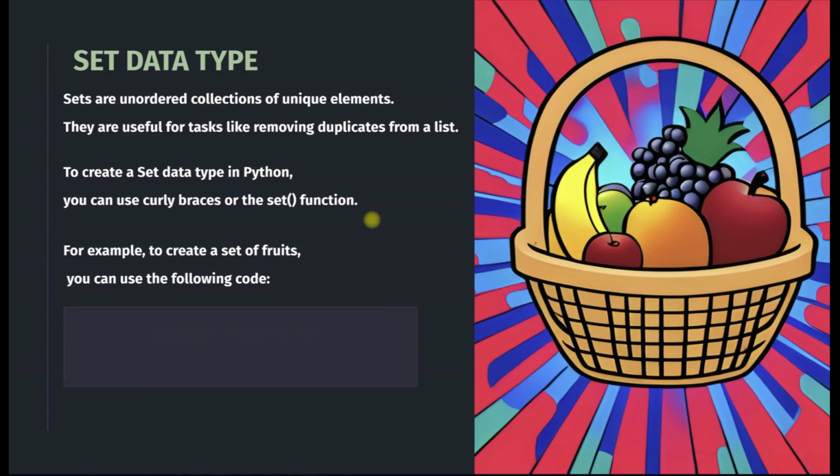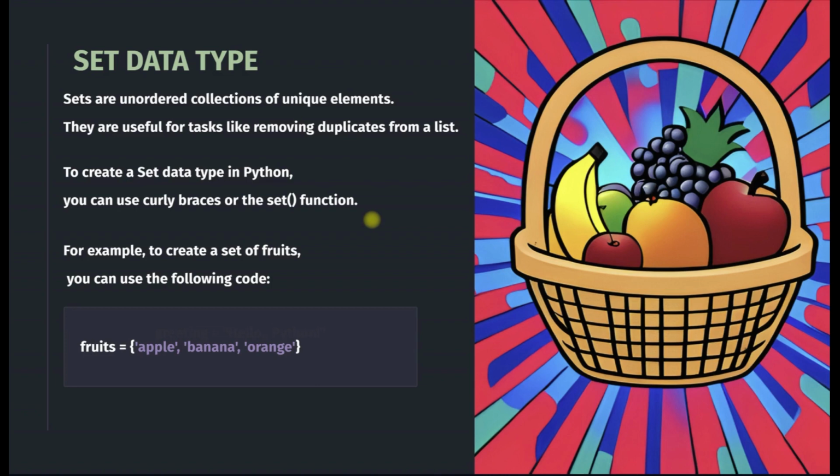Let's see an example of the set data type. To create one, we have a fruit set, and it contains different fruit types. So this is the set data type. This is about the set data type. So these are the data types we have in Python.